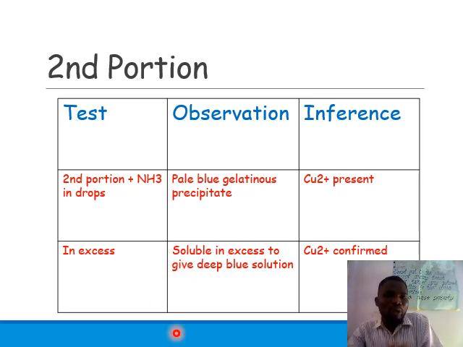Now you have to pour it in excess, plenty. So when you pour it in excess, what will happen? The precipitate dissolves. It is soluble in excess to give a deep blue coloration. So you are going to see a deep blue coloration, from precipitate to a solution. So that means Cu²⁺ is confirmed. Now, why are you having a deep blue solution? Because of the copper complex formed here. All right, so let's move to the next.